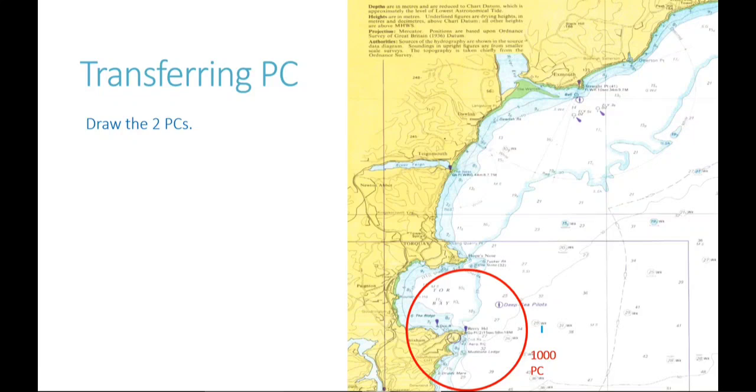Now let's plot the second one. We have this Start Point lighthouse here. So the second position circle is obtained from Start Point, at 1100 hours. So let's draw the second PC. So we have the second position circle on the chart. So both the PCs are there. At 1000 hours, the vessel's position should be somewhere on this red color circle. Where it is, we don't know. At 1100 hours, the vessel's position should be somewhere on the blue circle. Where it is, we do not know.